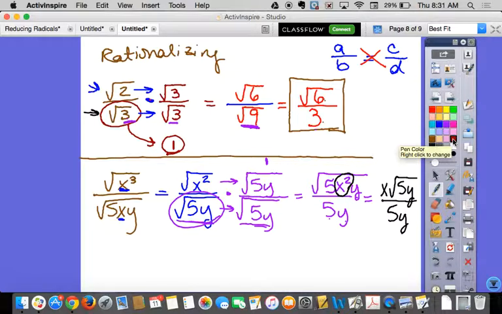Question, can you reduce your 5y's? I'm hoping to goodness you said no, because the top one is an inside 5y and the bottom one is an outside 5y. You are done. Okay? Now I should have put absolute value bars around him. Remember when you do square roots of variables, you're supposed to put them in absolute value bars.